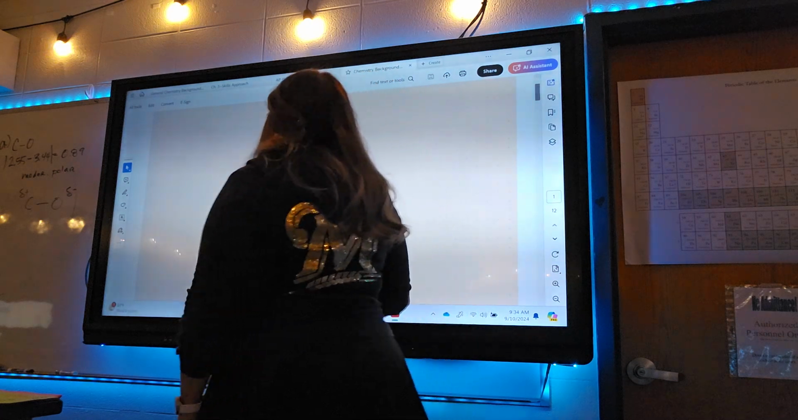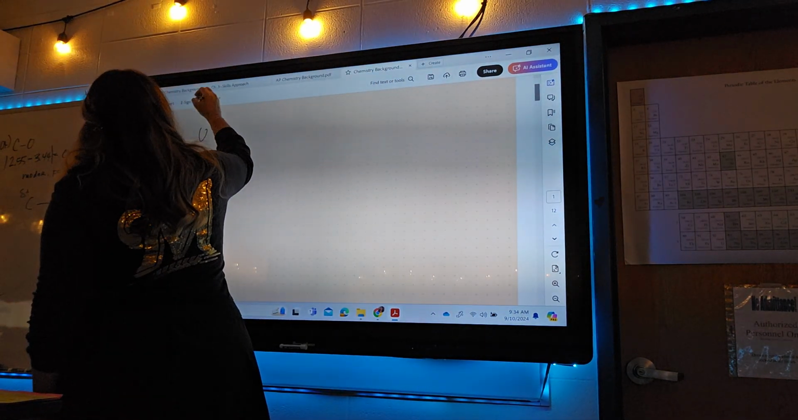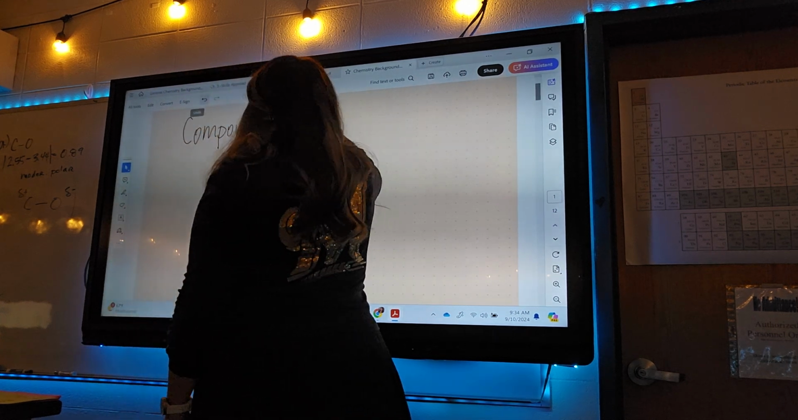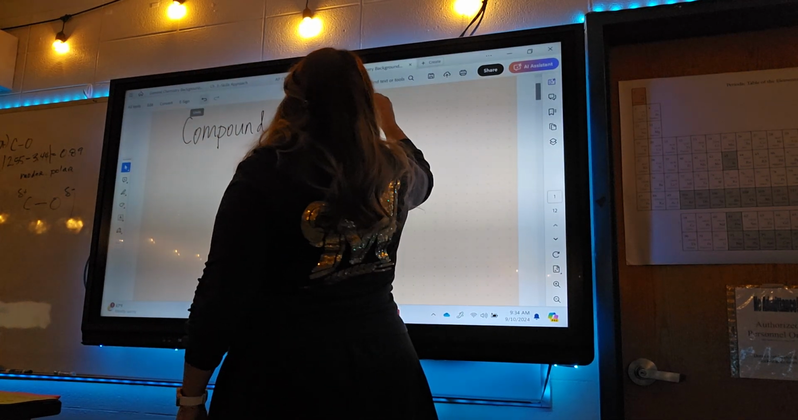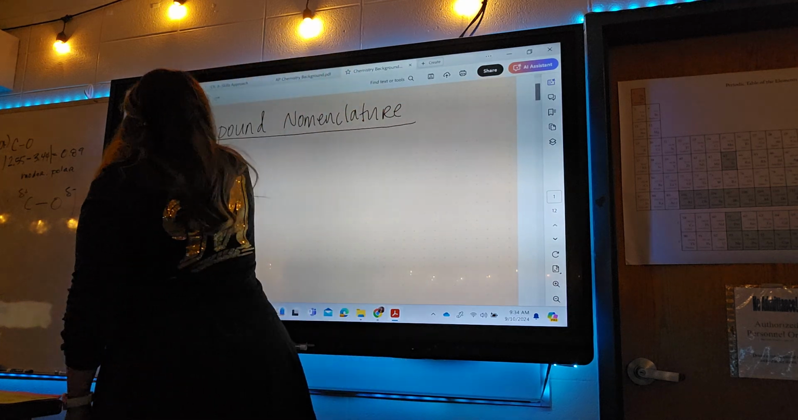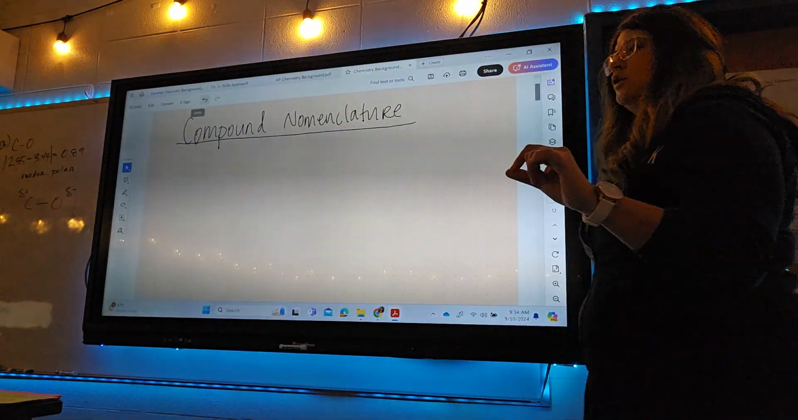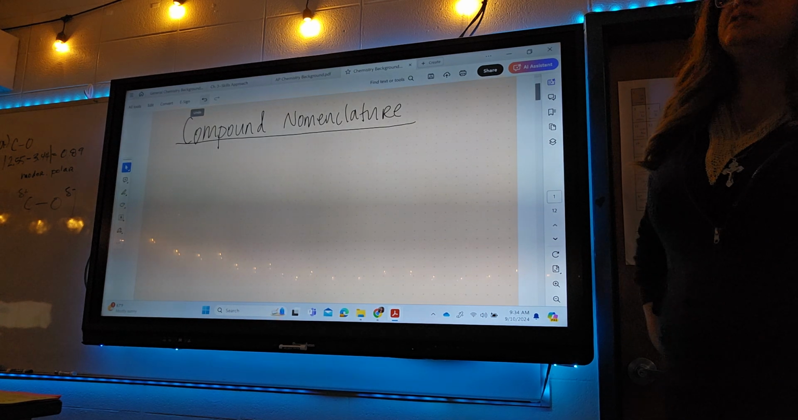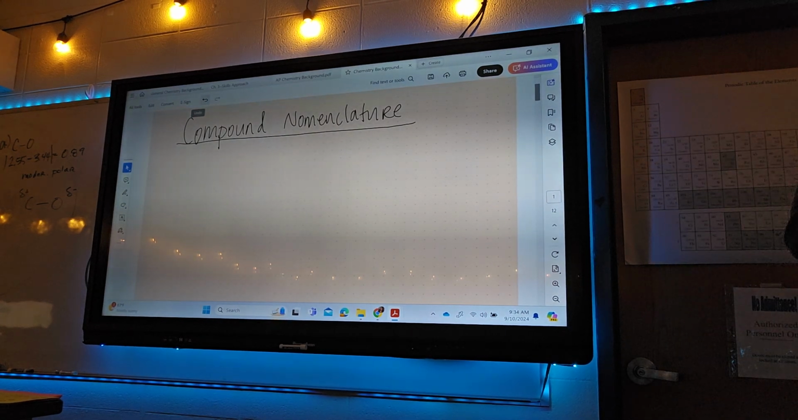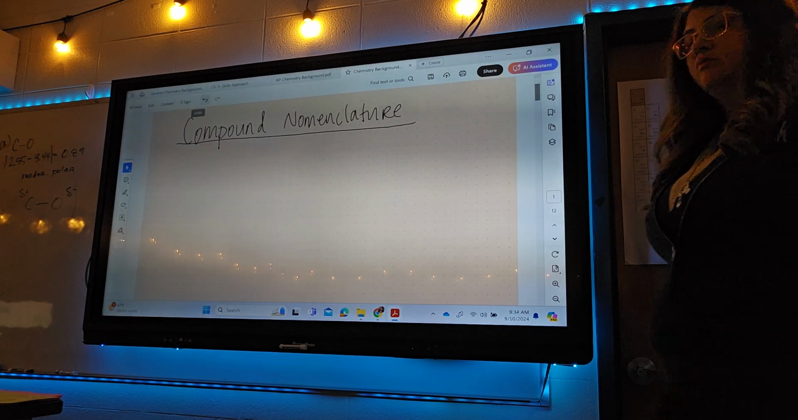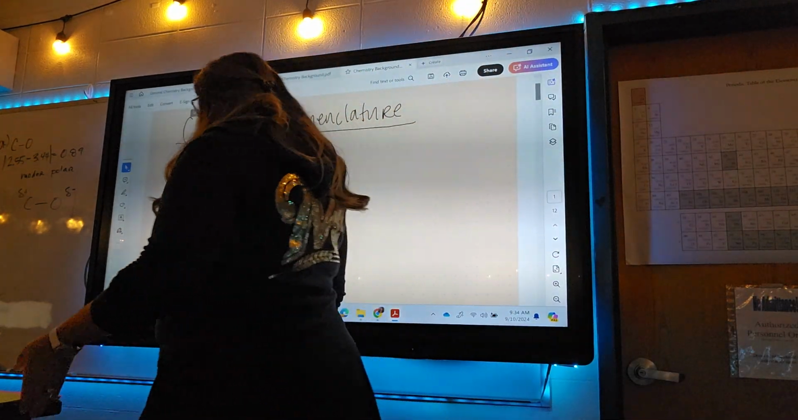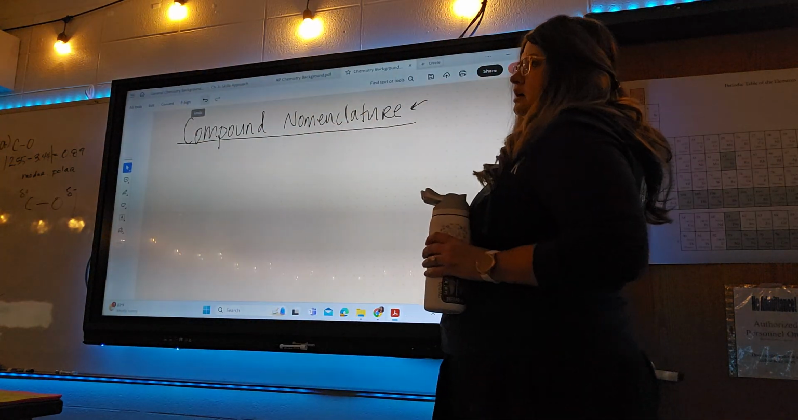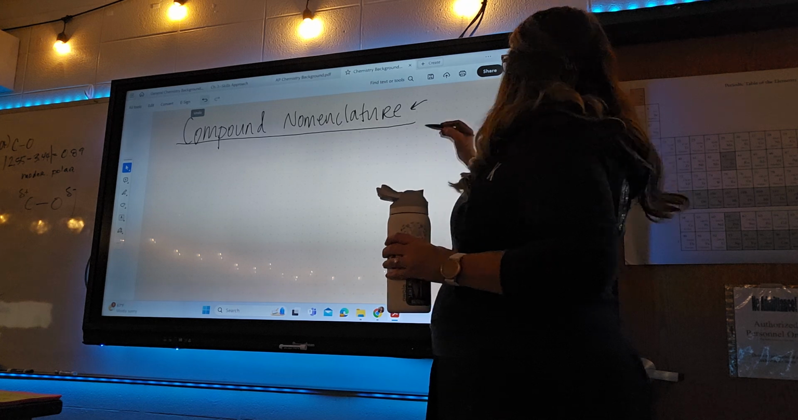All right, so what is this nonsense? This is all so that we can learn compound nomenclature. This is a really important concept. You're going to need to be able to know how to do this from now until the end of times, so paying attention today is a good idea. What is this? Nomenclature is a systemized way of naming things.